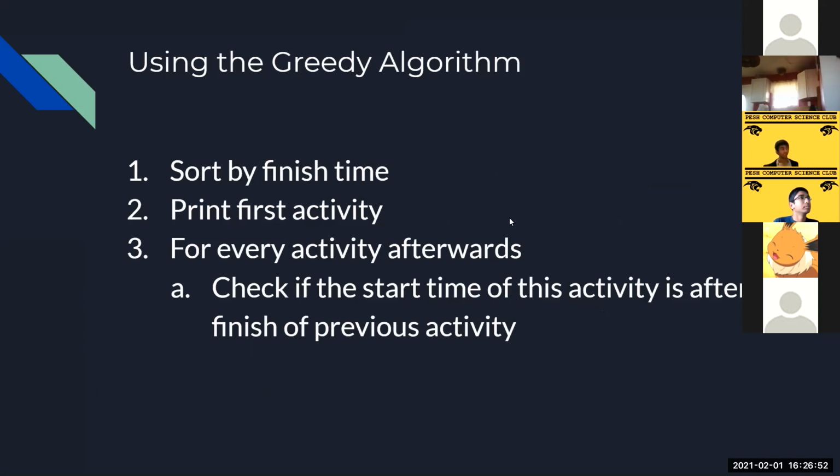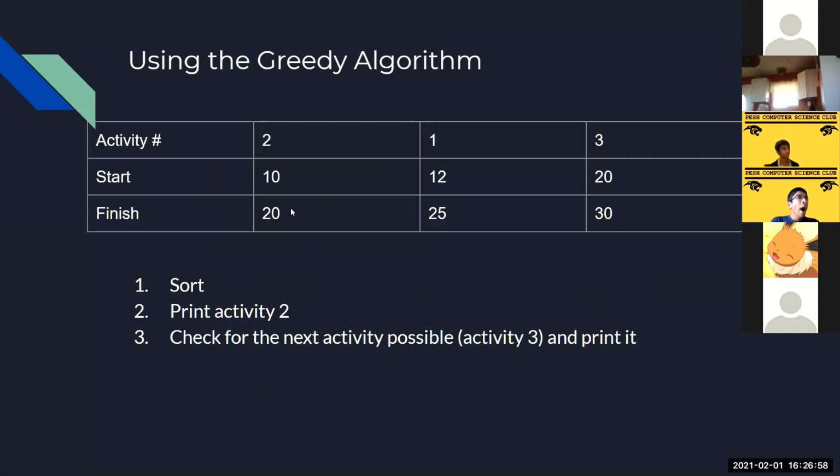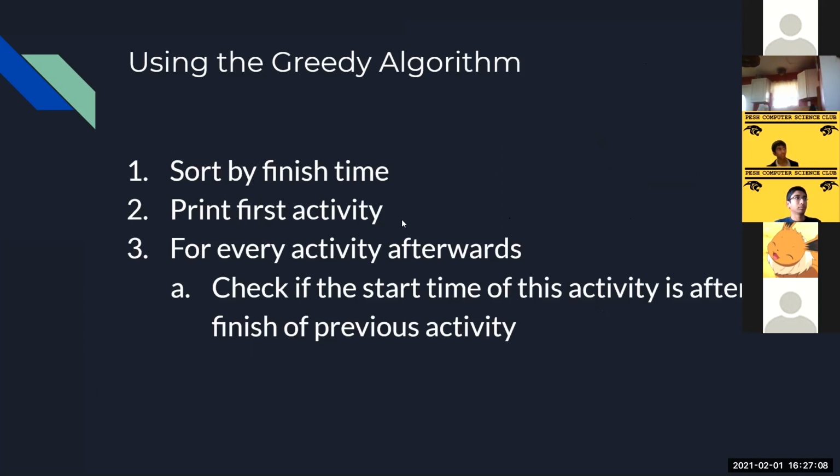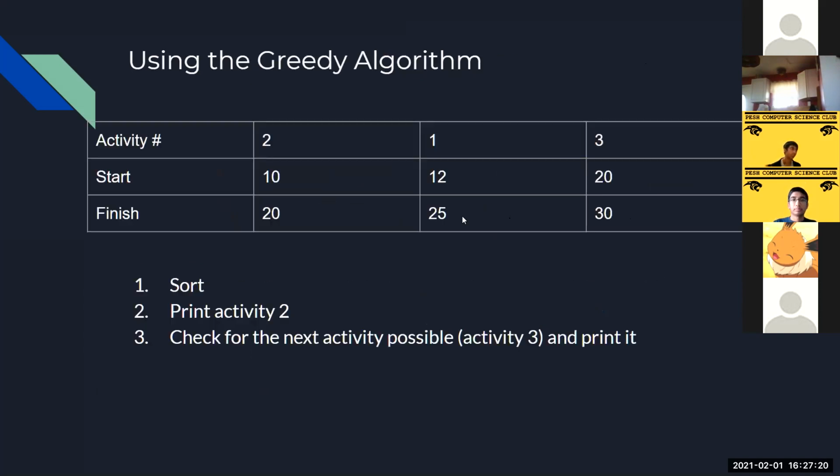So what we can do is sort the times by the finish time. And what that would look like is on this next slide, I sorted it by the finish time. Activity 2 would be first, then 1, then 3, because the finish times are increasing. And for each activity after the first one, you just want to check if the start time is after the finish time of the previous activity. That might seem a bit confusing. I'll just explain it on the next slide.